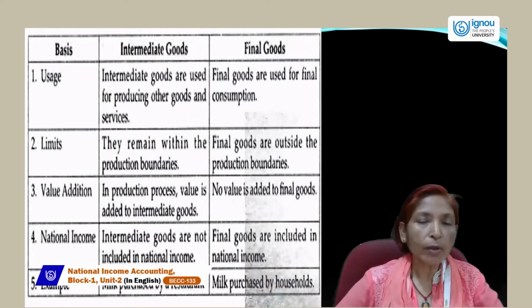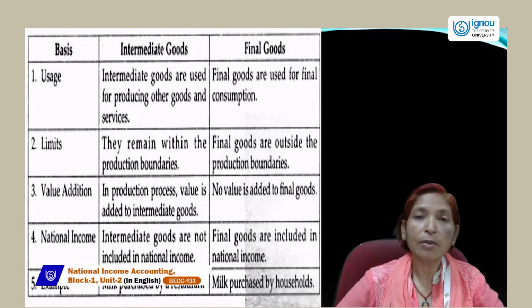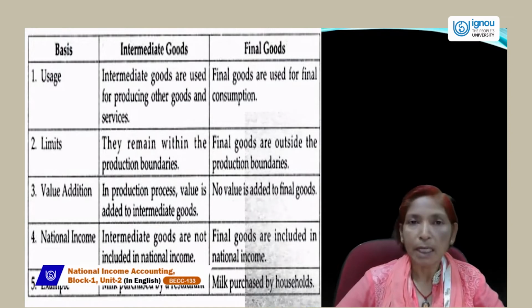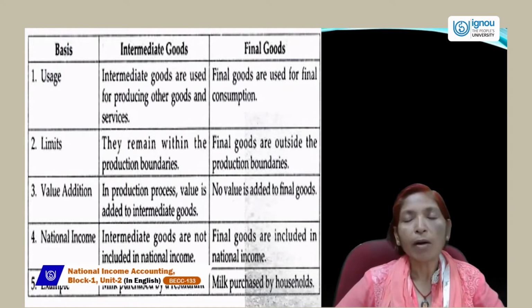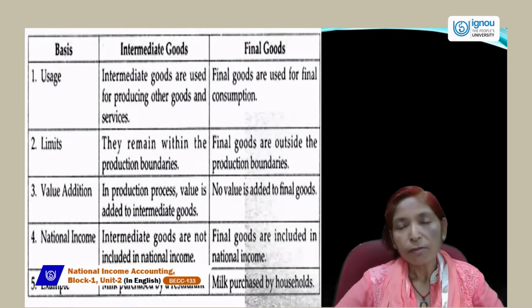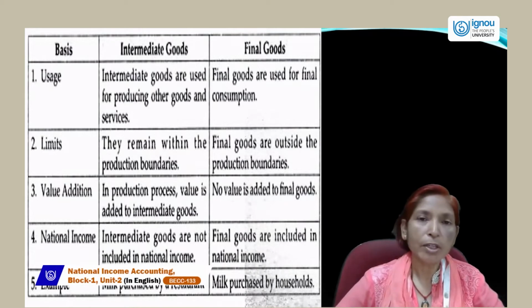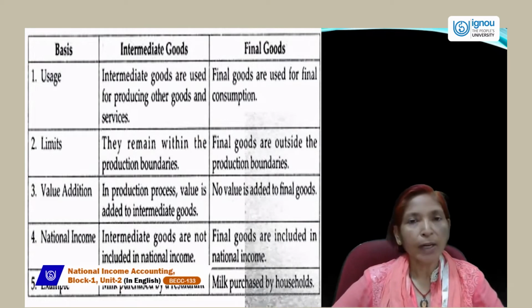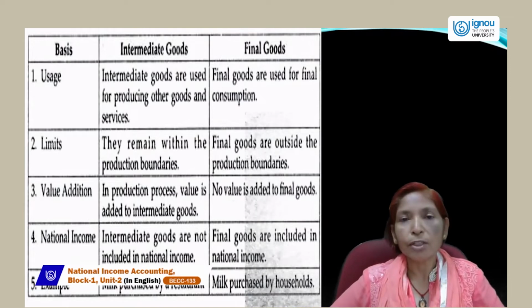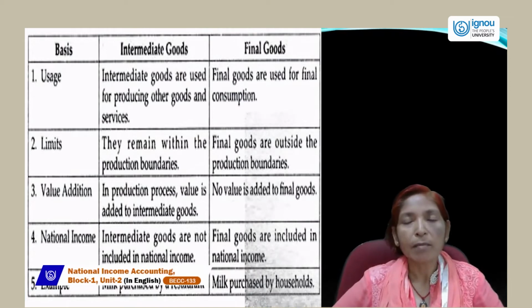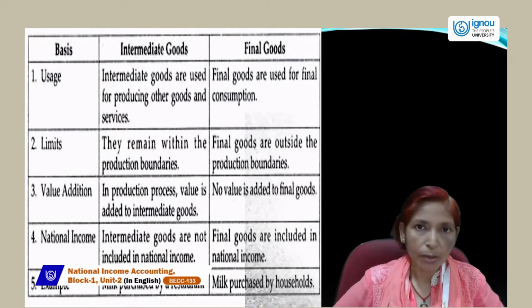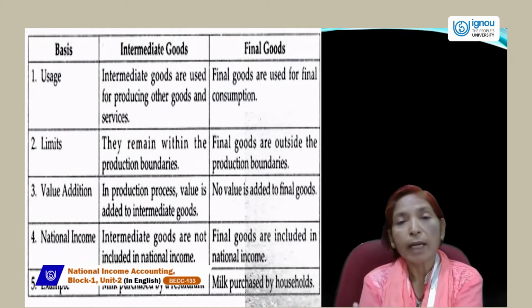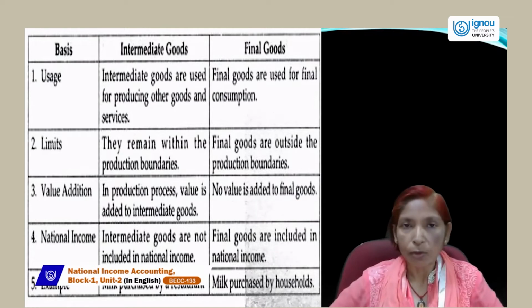Intermediate goods are not included in the estimation of national income. Why? Because if we add intermediate goods and final goods both, then a double counting problem will be created. So to avoid the double counting problem, we always include final goods and services in the estimation of national income, not intermediate goods. For example, milk purchased by a restaurant. If a restaurant purchases milk, that is an intermediate good.